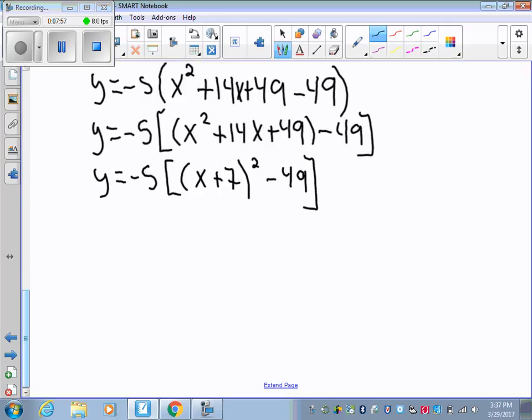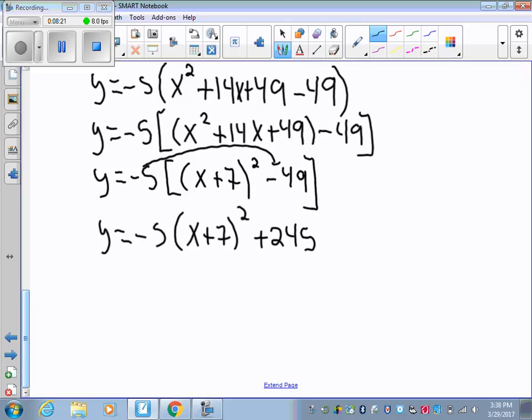And as our final step, we need to use the distributive property here. And -5 times -49 is going to give us positive 245. And you're done.